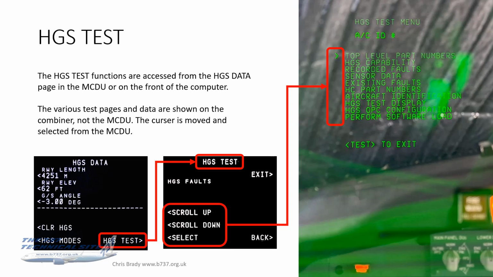Now, uniquely, the test pages actually don't show up on the MCDU. They show up on the combiner of the HUD, which is what that photo on the right is showing. There is a cursor there, which you can see, which is at the top of that list, aligned there with top level part numbers, and you move that cursor up or down with the scroll up and scroll down buttons on the MCDU, and when you find the one you want, you hit it with select, and then it takes you to the next menu. And again, the menus and the pages all appear on the HUD combiner.